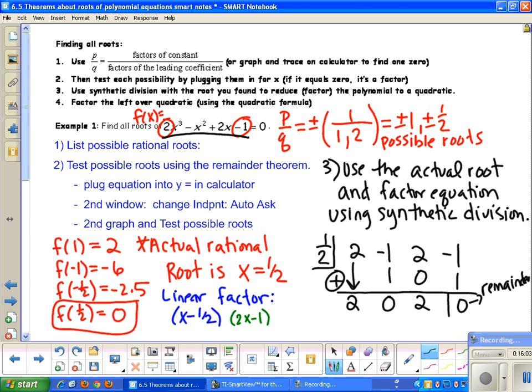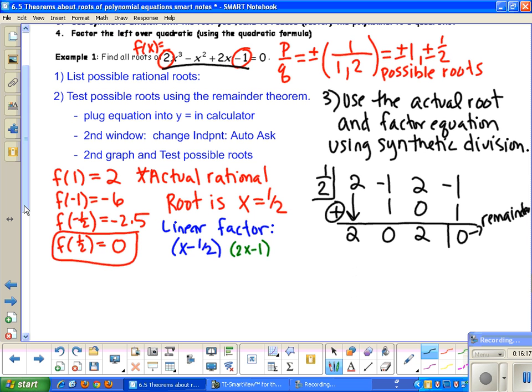And look, notice that it's 0. If for some reason we did not get 0 there, which you should, that means that either you did your synthetic division wrong or you plugged the equation into your calculator wrong and found the wrong 0. Because at this point, you should always get 0 for that remainder, so be very careful. Now, that factored my equation.